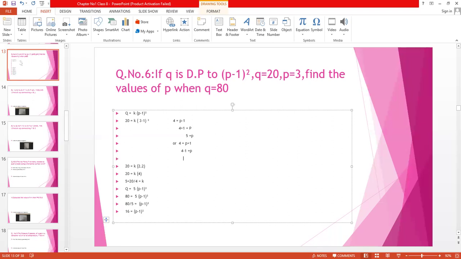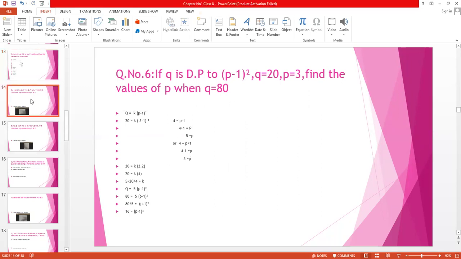So 4 minus 1 is equal to 3. So 3 is equal to P. Is it clear? Whenever we have to take the square root, we will get two values, plus and minus. So when we have minus 1, P is equal to 5. And when this one is equal to plus 1, when we move this plus 1 to the other side, its sign will change into minus. So it becomes 3. Okay, I think this one is clear to all of you.